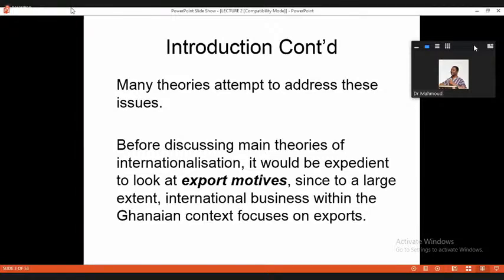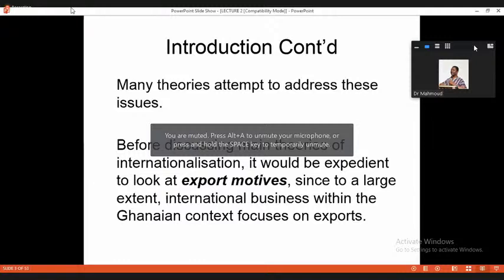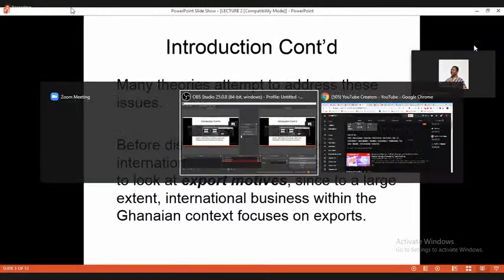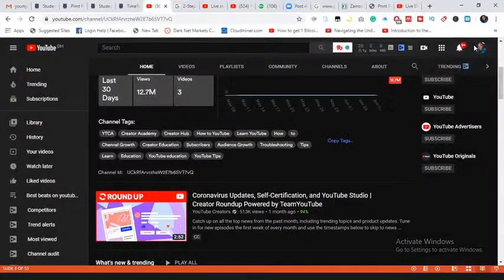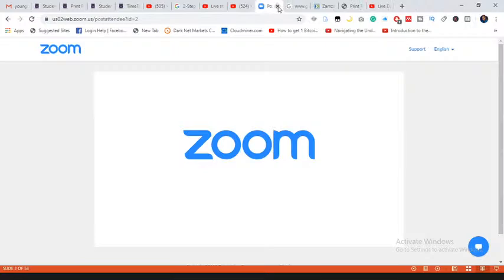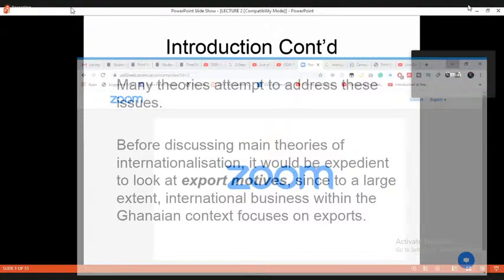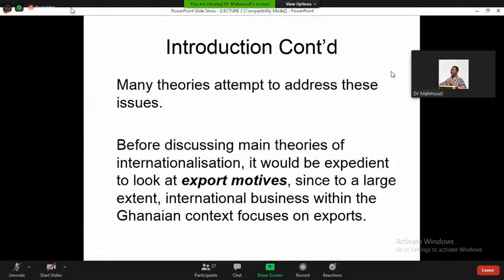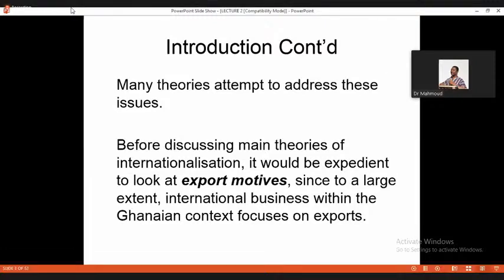There are other means by which Ghanaians now send their products and services outside the country. But what we are saying is we will look at the export motives first. What motivates us to go out? Yesterday, we touched on some of them, and we shall look at them in detail today.